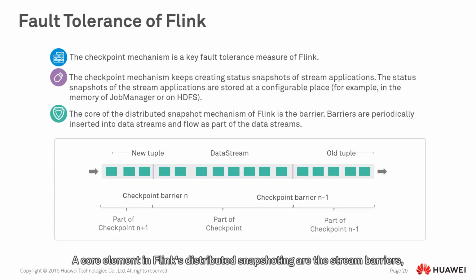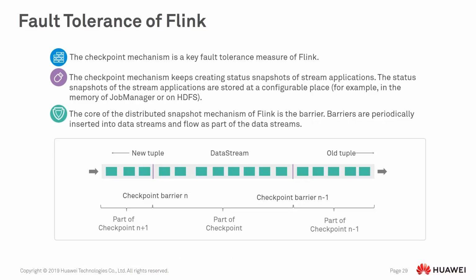A core element in Flink's distributed snapshotting are the stream barriers. These barriers are injected into the data stream and flow with the records as part of the data stream. Barriers never overtake records. The flow is strictly in line. A barrier separates the records in the data stream into the set of records that goes into the current snapshot and the records that go into the next snapshot. Each barrier carries the ID of the snapshot whose records it pushed in front of it.